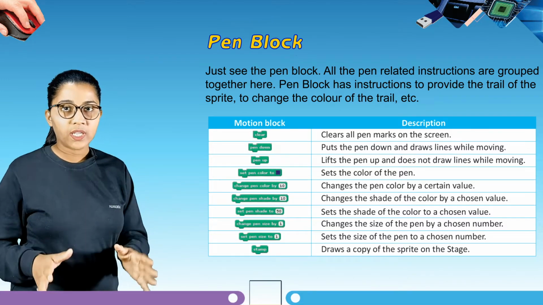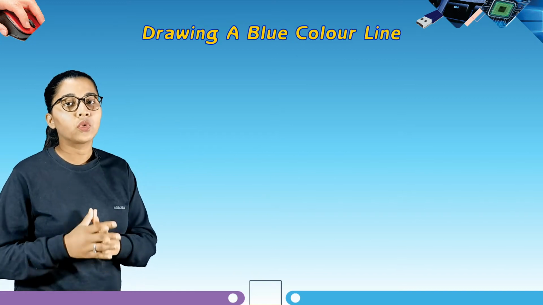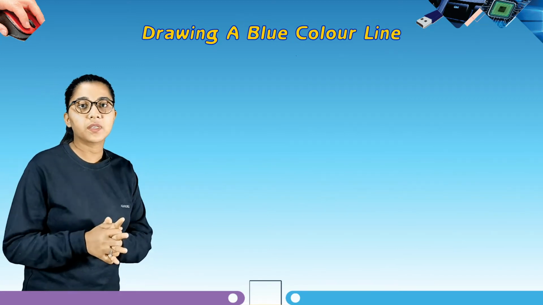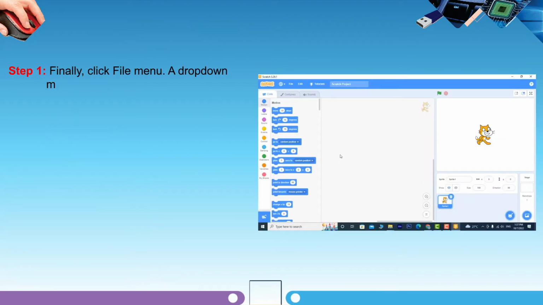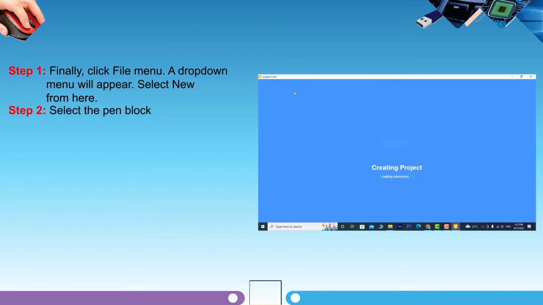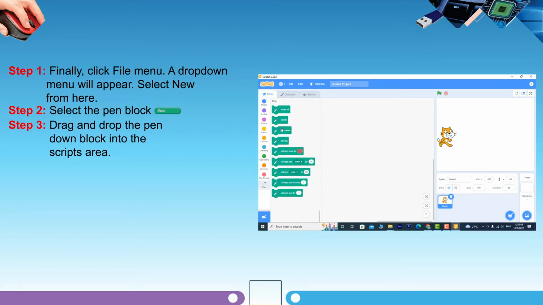Now students, our next topic is drawing a blue color line. To draw a blue color line, we have given some steps. Step number 1 is to click the File menu. A drop down menu will appear. Select New from here. Step 2, select the pen block. Step 3, drag and drop the pen down block into the script area.